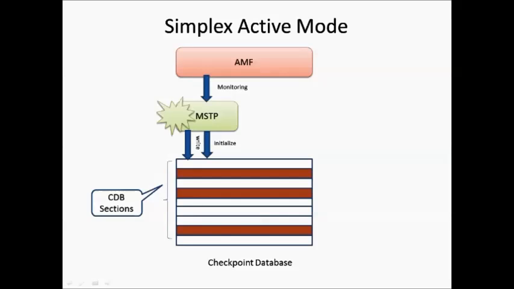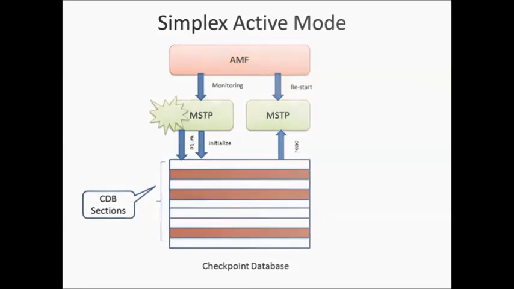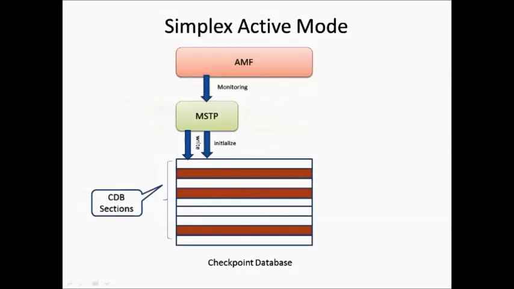Now there's a failure, MSTP goes off. AMF would come to know that MSTP has gone down, that there has been a failure on MSTP. AMF would restart the MSTP process and it would read from the checkpoint database. ZebHA would recreate the MSTP state before the failure, and MSTP is up and running again.